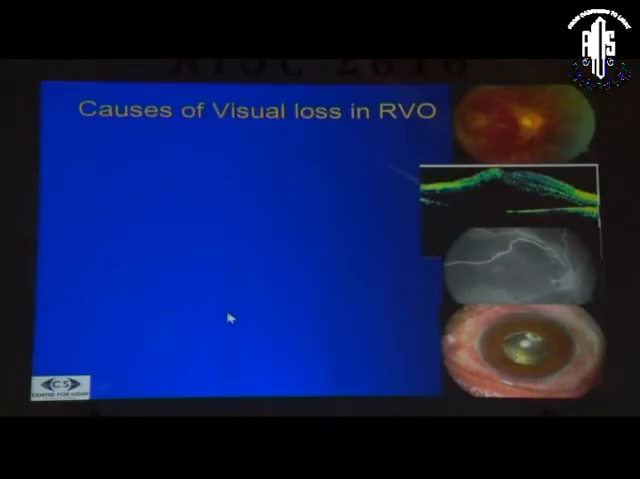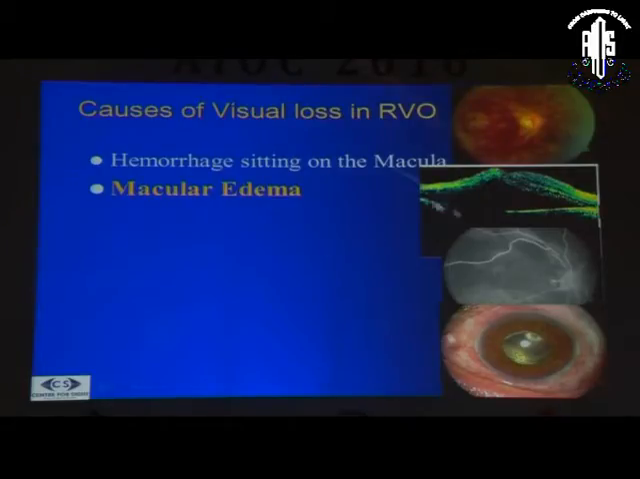So coming to the topic, before we jump onto the treatment, we should know what the causes of visual loss are in a particular patient. As shown in the figures on the right side, there may be hemorrhage sitting right on the macula, which is mechanically causing the block. Then macular edema, which OCT helps us to pick up, may be the cause of the visual loss.